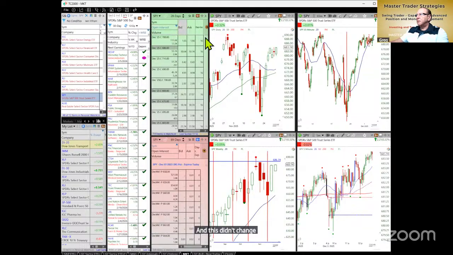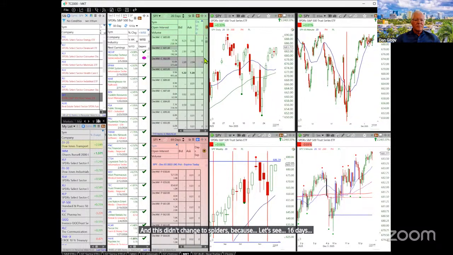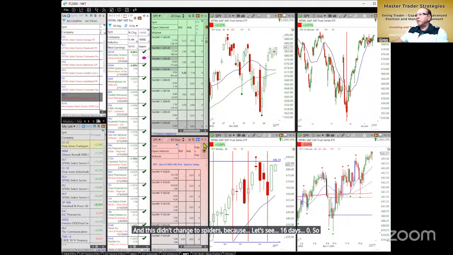And this didn't change the spiders because, let's see here, 16 days, or zero. So they're zero. These are expiring today, puts and calls. And I doubt there's any premium.